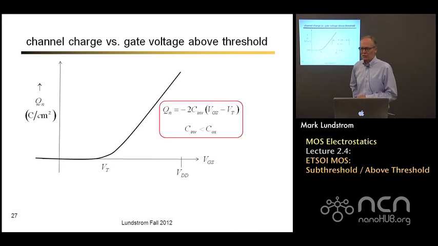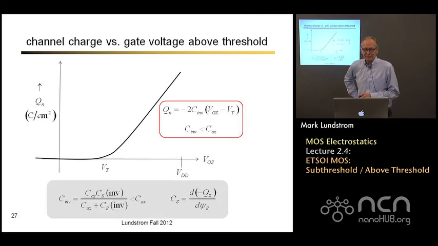Now if we look above threshold, I'll just state the answer. Above threshold, in the bulk case, the charge was minus C inversion times VGS minus VT. Here we have two gate capacitors, one on the top and one on the bottom. So if C inversion refers to the capacitance of one gate, then the total charge is 2 times C inversion. And again, C inversion is a little bit less than C oxide, just as it was before.